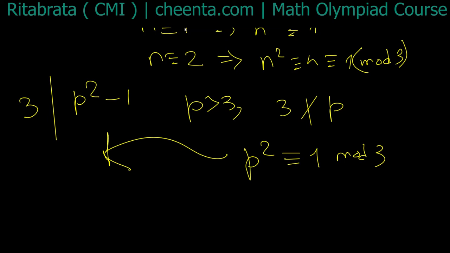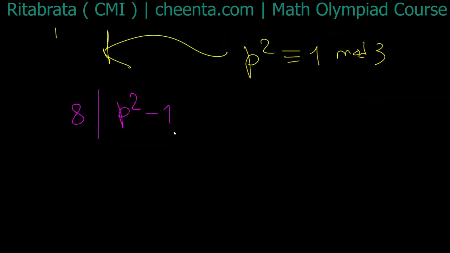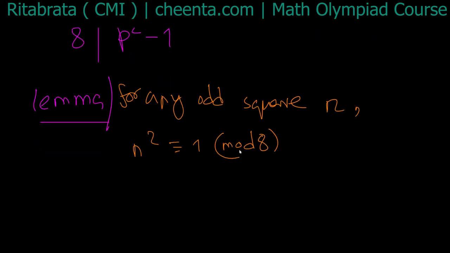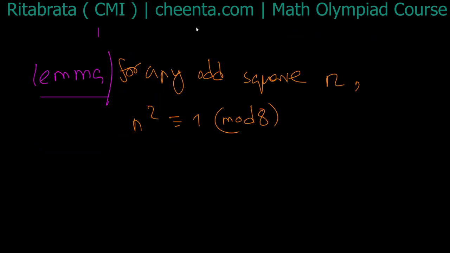Now we have to show that 8 divides p square minus 1, and we can prove it easily. This is also an important lemma, you will encounter it frequently in number theory, solving differential equations and related stuff: for any odd perfect square, n square is congruent to 1 modulo 8. Like any odd perfect square gives remainder 1 when divided by 8. We can check this easily, again using the same way.